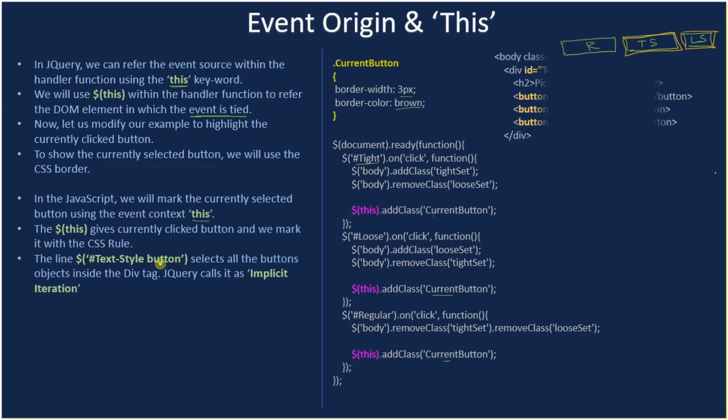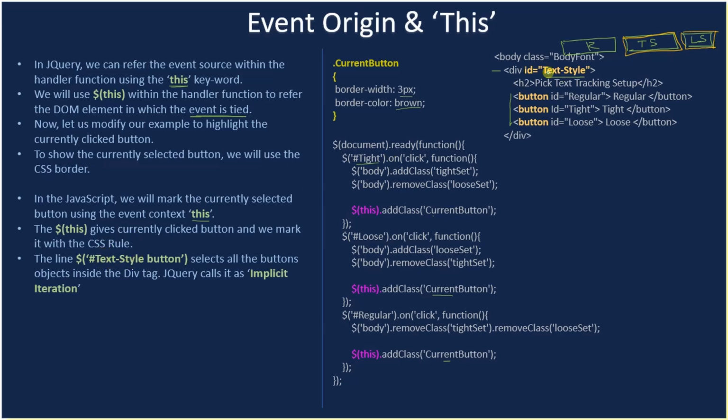$text style button, right? And if you look here, the div tag ID is text style, right? The function is supplied with the string hash text style. That means here we are asking to select the DOM element with ID equal to text style. That means here we are selecting the div. Then with a space we are stating button. That means select the element with ID text style, then inside that element select all the buttons. So this is the div, select all the buttons.